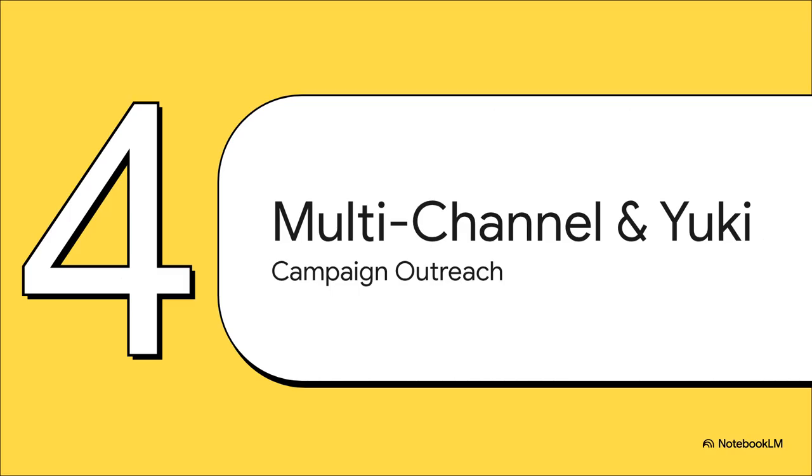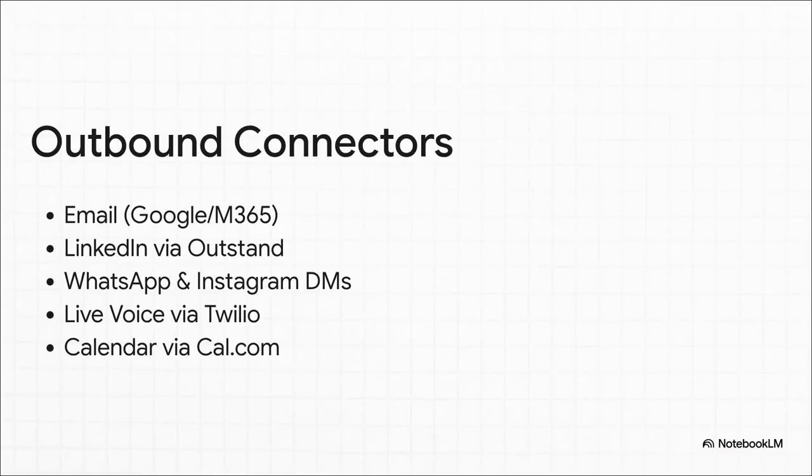Section 4, multi-channel outreach and, well, meeting Yuki. We've got our hot leads, so how do we actually get them talking? You see, Lunara is definitely not just a basic email sequencer. It connects to Google or Microsoft for email, LinkedIn via secure session cookie, WhatsApp, Instagram DMs, and even live voice calls using Twilio. And because it's an AI, it can autonomously switch channels. Think about that. If a hot prospect totally ignores your email, Lunara doesn't just blindly send another email into the void. It notices, it pivots, and it might automatically send a really polite follow-up on LinkedIn or WhatsApp instead.